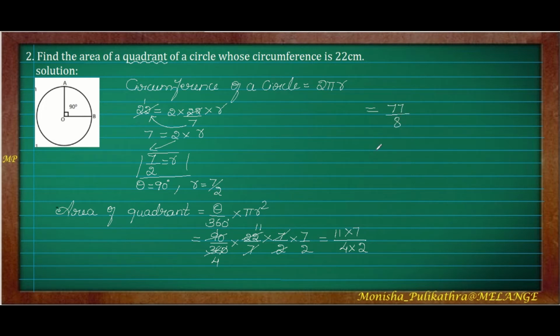So 77 divided by 8, if you divide it, you will get area of a quadrant as 9.625 centimeter square. Either you can divide and write the answer in decimal points, or else you can write the answer in fraction also, centimeter square. I hope you understood this.